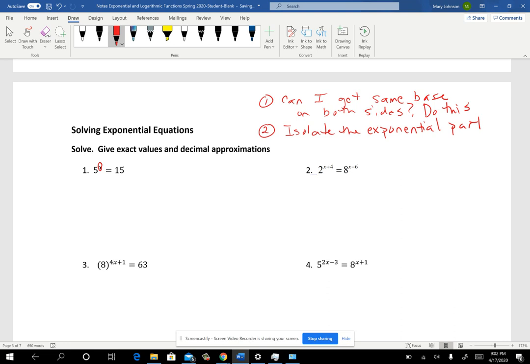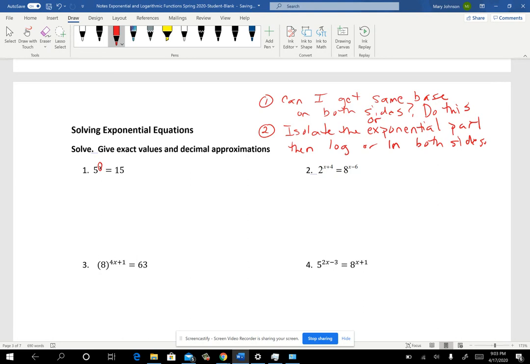So that's kind of like, can I get the same bases? If so, do what's on this page. Or you're going to come in and isolate the exponential part, then log or ln both sides. It's almost like when you tried factoring a quadratic because it was easy. Then if it didn't factor, you went to the quadratic formula. That's kind of your approach with exponential equations.